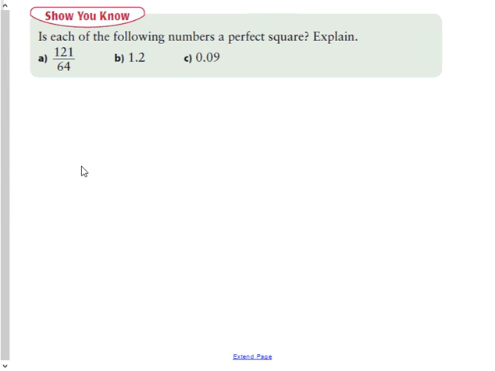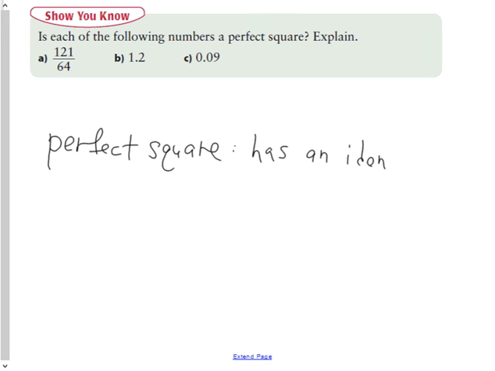Okay, the second one, in section 2.4 in rational numbers, is: is each of the following numbers a perfect square? Explain. So a perfect square, by definition, has an identical pair of factors.